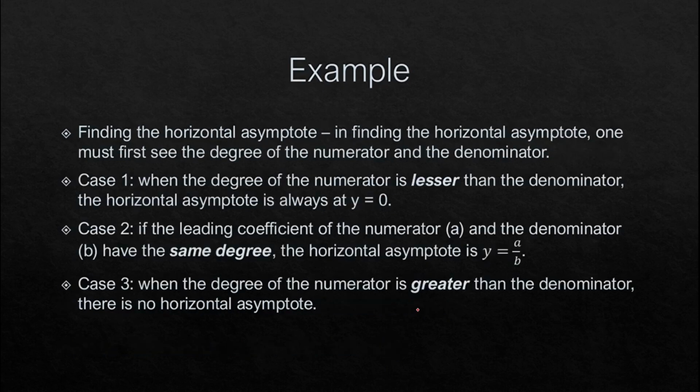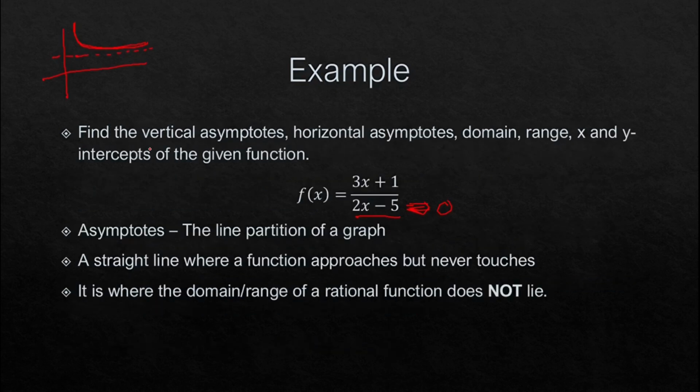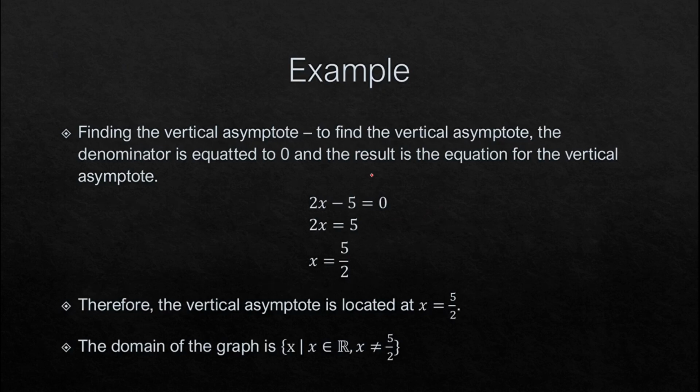Example, to find the horizontal asymptote na naman, in finding the horizontal asymptote, one must first see the degree of the numerator and the denominator. Example, meron last time natin nakita na 3x plus 1. Ang tingnan natin ang first term dito. Ano ang exponent na nakakalagay dito? Yan ang tingnan natin para mahanap ang horizontal asymptote.